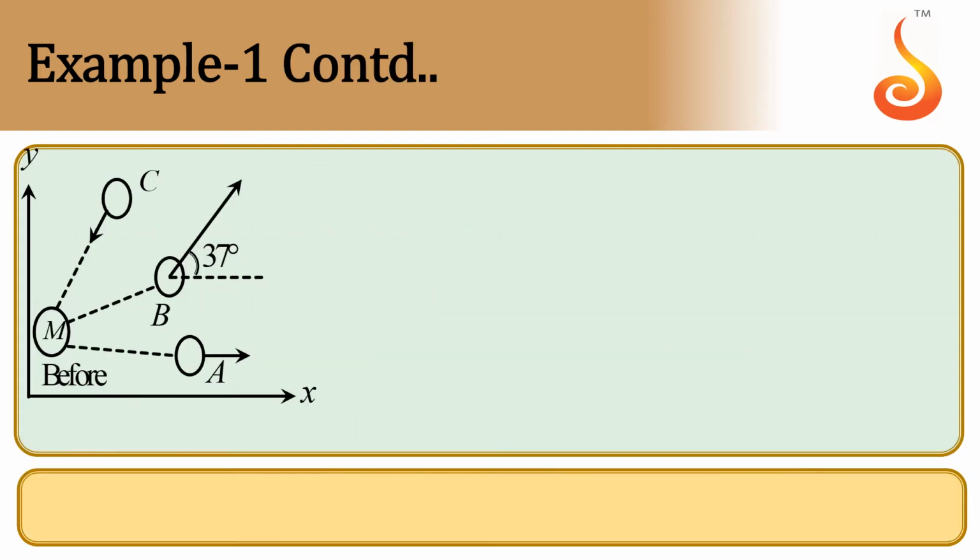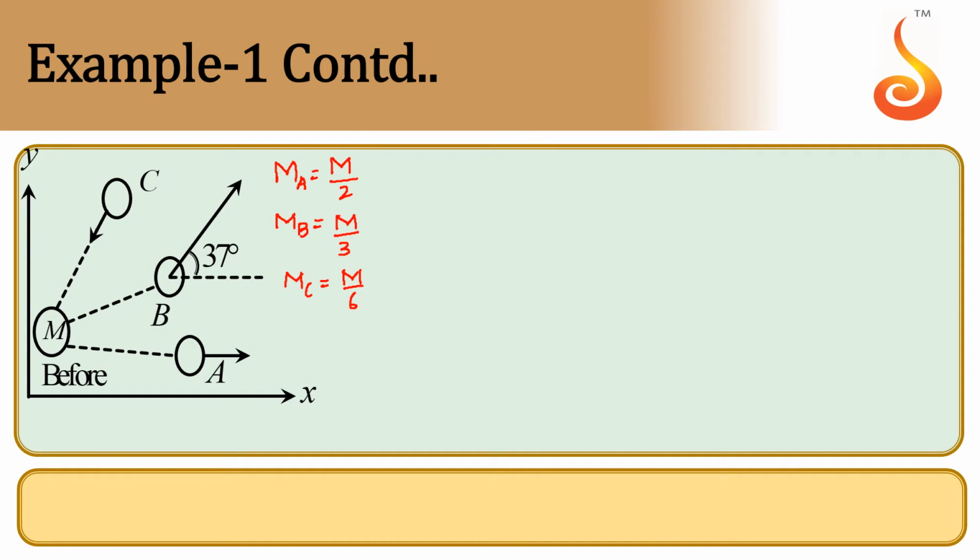Let us solve. So the masses are divided into 3:2:1. That means mass of A will be m by 2, mass of B will be m by 3, and mass of C will be m by 6.